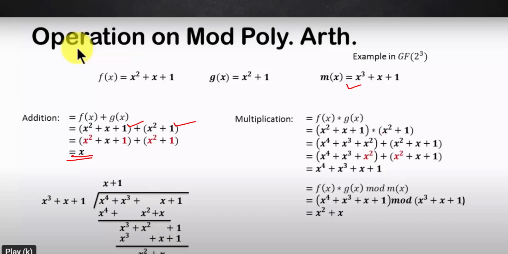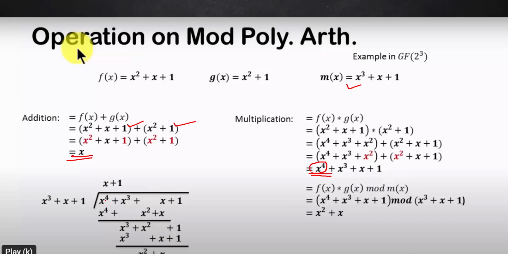After performing this multiplication, here is the result, x to the power 4. Just perform x square into x square plus x square into x plus x square into 1. After that, 1 into x square plus 1 into x plus 1. After rearranging this, we get a polynomial like this. This has already exceeded our Galois field order. So for getting the exact result, we need to perform a modulo operation over this polynomial.